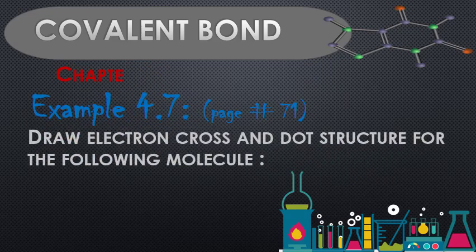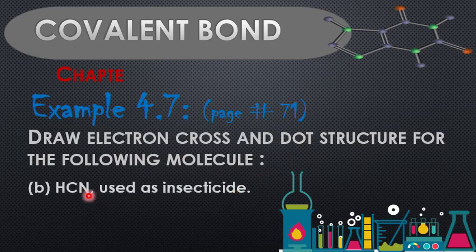Let's see. We have to draw an electron dot and cross structure for the following molecule, and that is HCN, used as insecticide. An insecticide is a chemical that is used to kill insects. So HCN, its name is hydrogen cyanide. Its structure we will draw, and it is an example of a multiple covalent bond, having a triple bond.